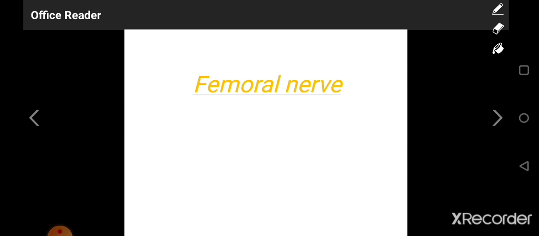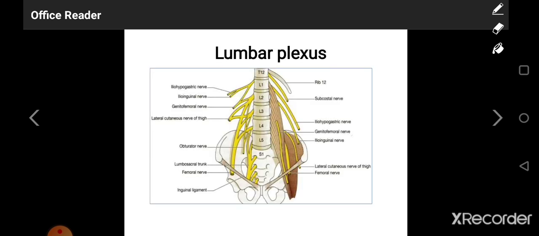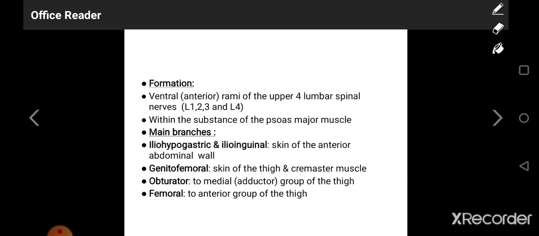Here I am going to tell you about the anatomy of the femoral nerve. The femoral nerve is a branch from the lumbar plexus. This network is formed in the lumbar region to provide innervation to the lower limb. This is the lumbar plexus arising from L1 to L5 spinal nerves.